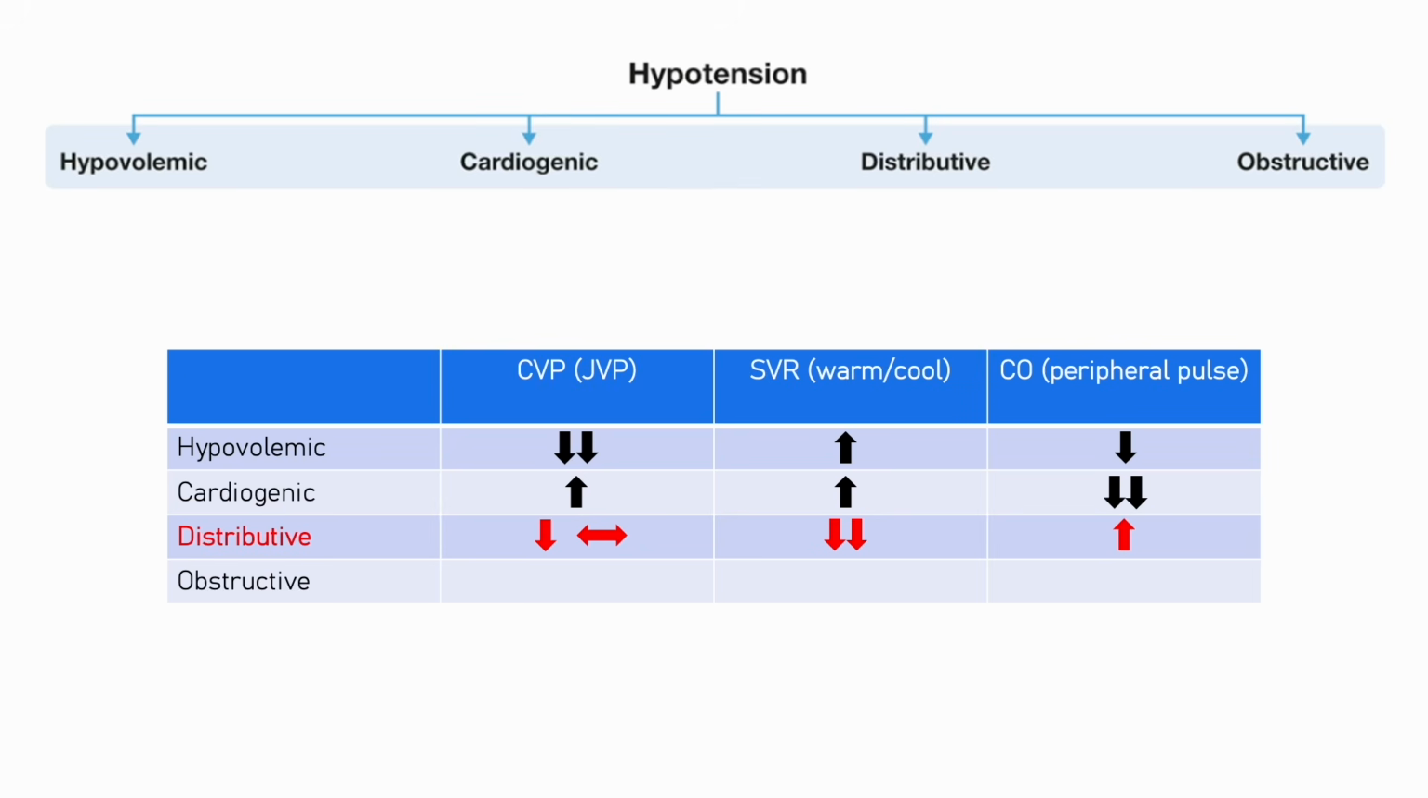And since the vessels are dilated rather than constricted, these patients typically have warm extremities, a key contrast with hypovolemic and cardiogenic shock. So the bedside pattern in distributive hypotension is low SVR, relatively low or normal CVP, and often a normal or high cardiac output, with 2 down arrows for SVR because that's the fundamental problem.